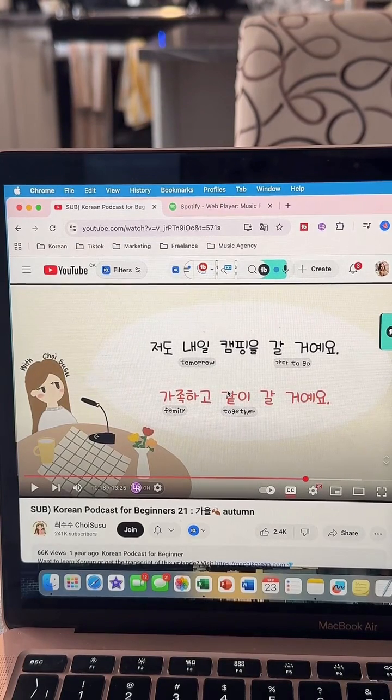I will also go camping tomorrow. I will go together with my family. Yes, that is correct, Nia. You understood correctly the meaning behind those two sentences.